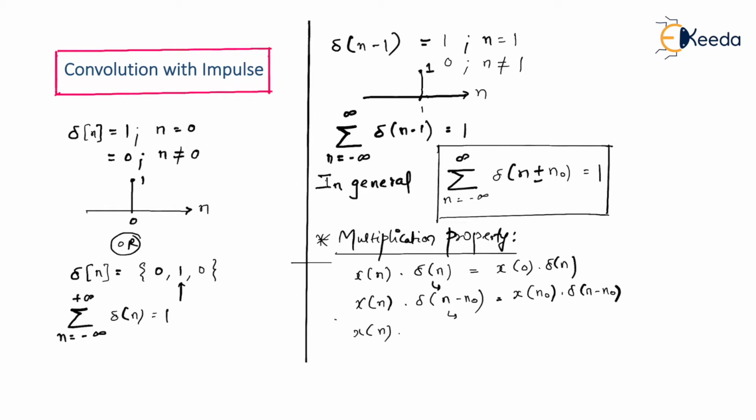If x of n gets multiplied with del of n plus n naught, then this is an impulse signal present at n equal to minus n naught. So your signal x of n gets sampled at minus n naught dot del of n plus n naught. So this product property, that is multiplication property, also we have seen. Once you are comfortable with summation property as well as multiplication property, then convolution becomes quite easier for you.